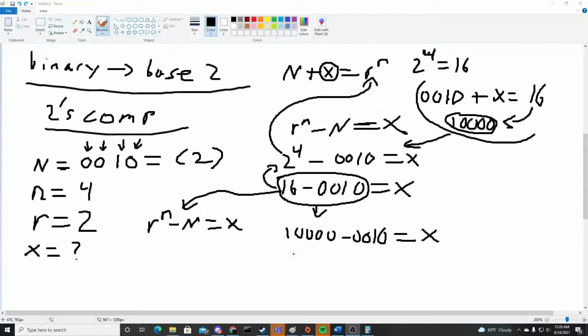So now we just do some basic binary subtraction. So we would have 10000, and now we subtract from that 0010. So we have 0 minus 0, which is just 0. Now here we have 0 minus 1, so we actually need to somehow borrow 1 from over here. So we're going to cross this out. I'm going to put a 0 here, and then this right here becomes 2.